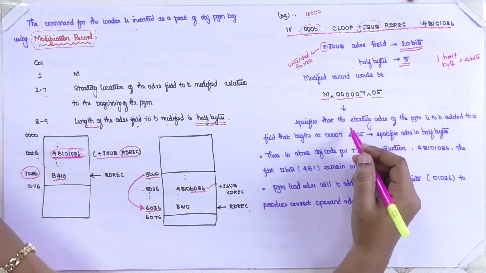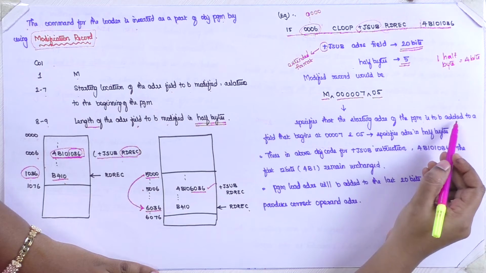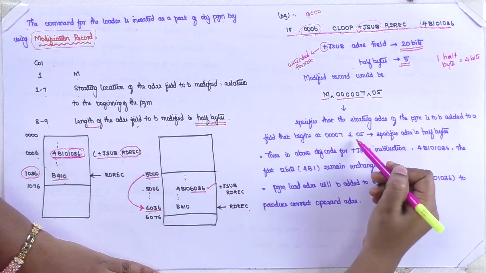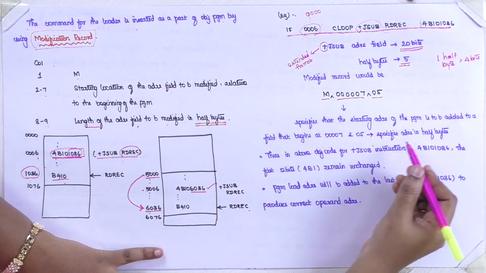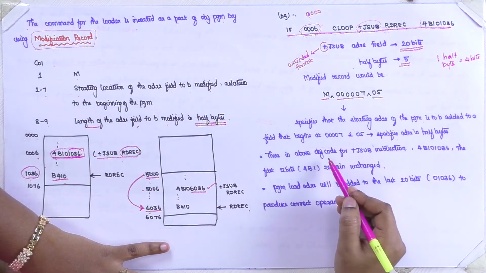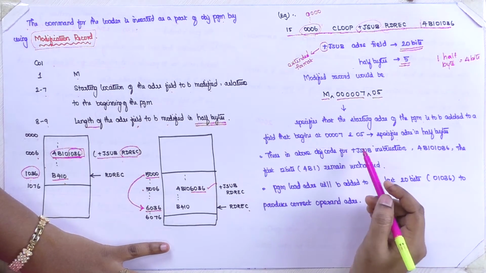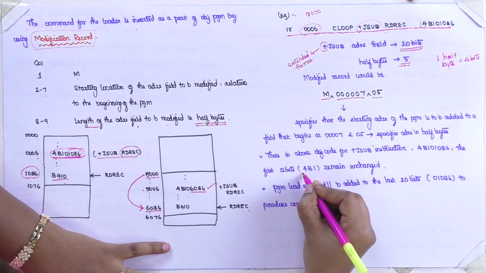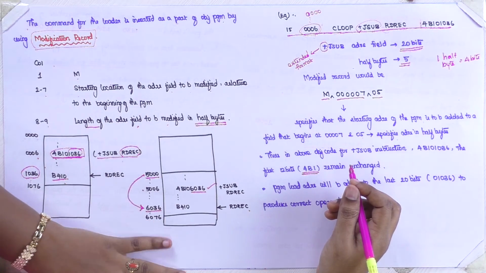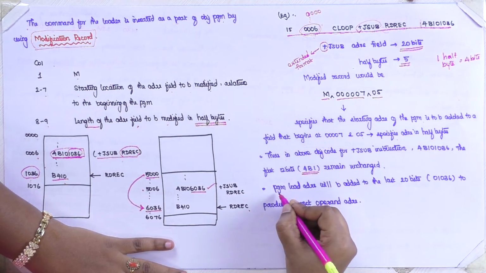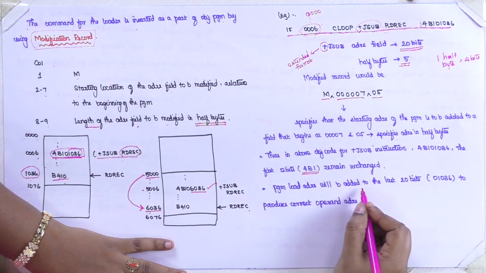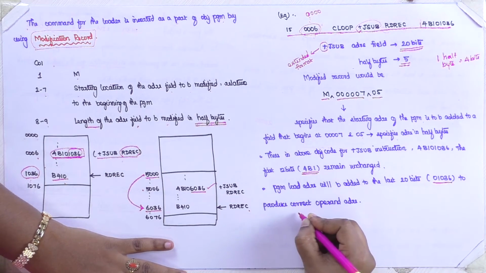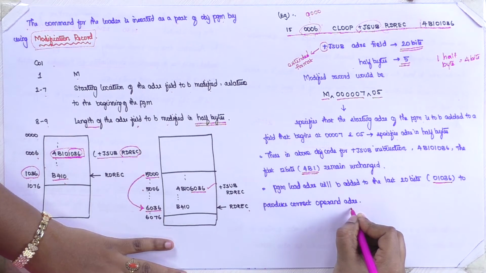So this modification record specifies that the starting address of the program is to be added to a field that begins at 000007, and 05 specifies the length of the address field in half bytes. Thus, in the above object code for the +JSUB instruction, 4B101036, the first 12 bits, 4B1, remain unchanged wherever the program is loaded. Then the program load address will be added to the last 20 bits, 01036, to produce the correct operand address.